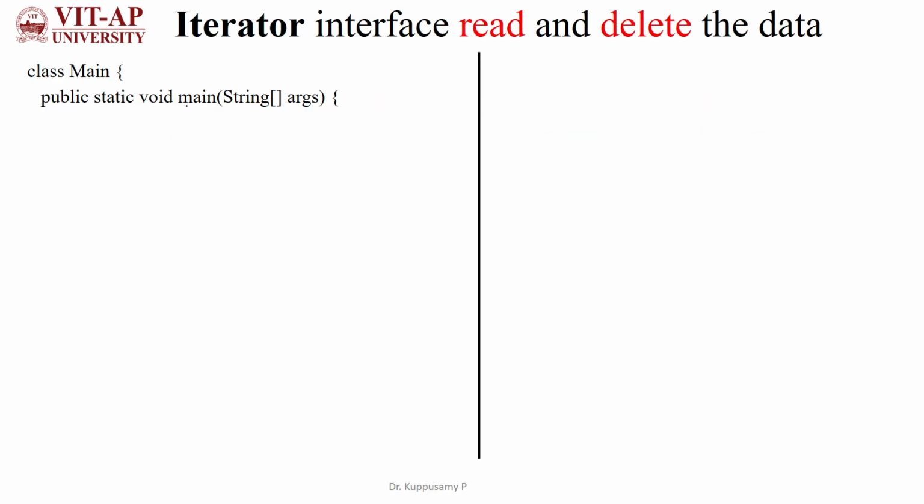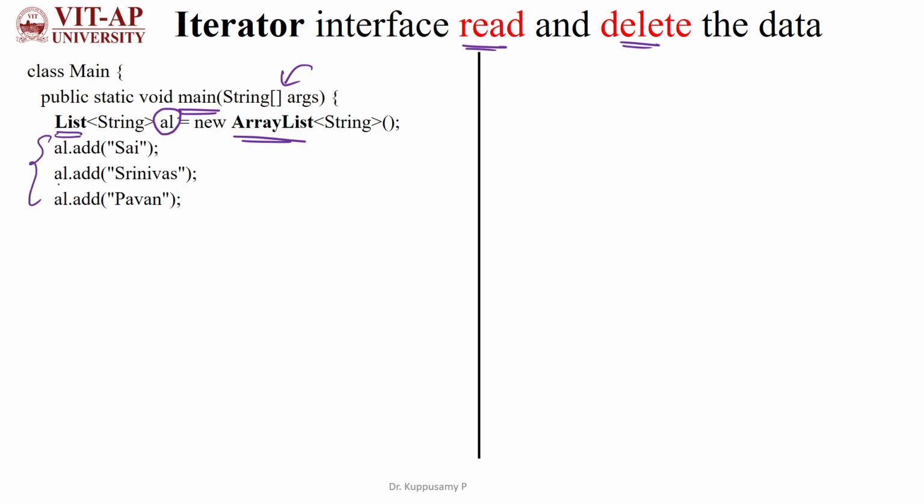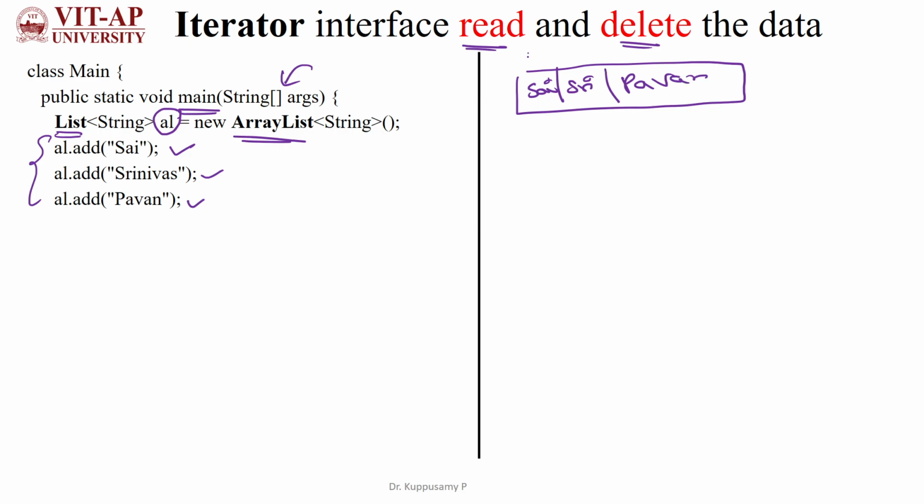Now we are going to see an example to read the elements and delete the elements using the iterator interface. I am creating a Java collection here, an array list, to implement the list interface. Then I am adding three elements: Sai, Srinivas, Pavan. So the array is created, and inside the array we have created Sai, Srinivas, and Pavan. So three elements are created.